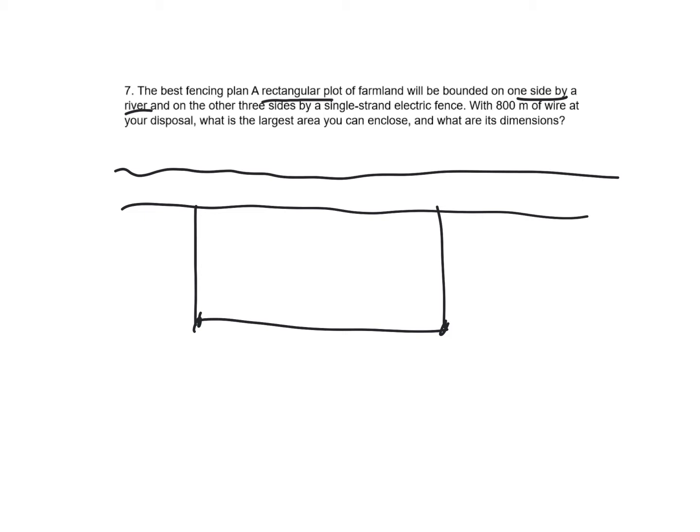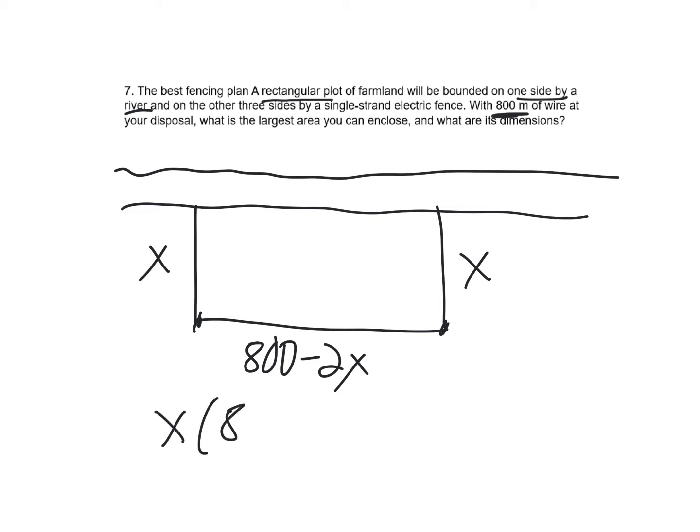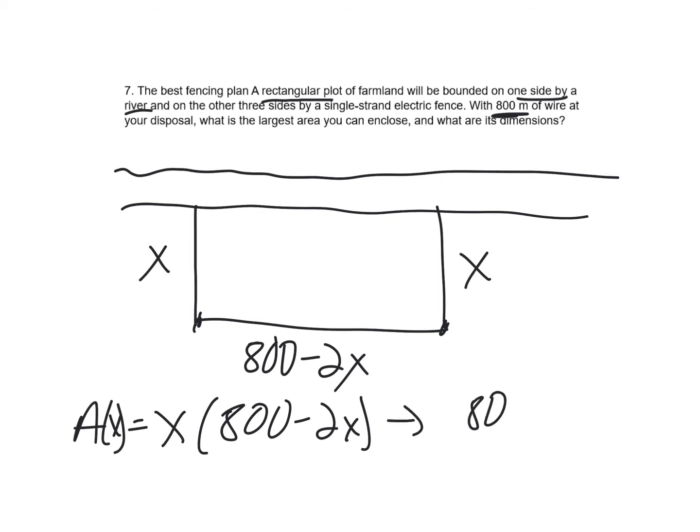So the other three sides have a single strand of fence. So we've got 800 meters of wire to deal with. And since this is a rectangle, that's x on both sides. And won't this be the leftover? 800 minus 2x. And now we want to maximize the area. So length times width equals the area, which would give me 800x minus 2x squared.